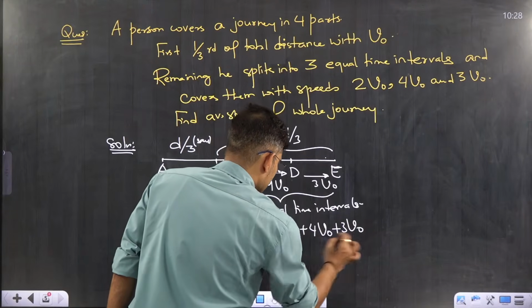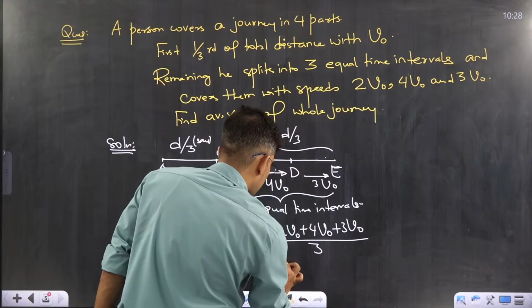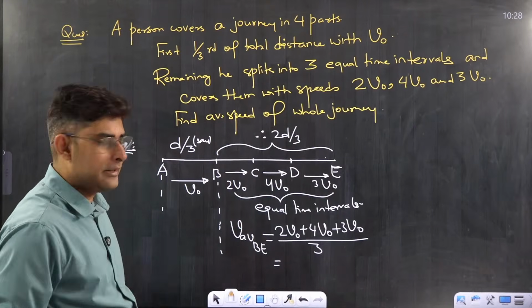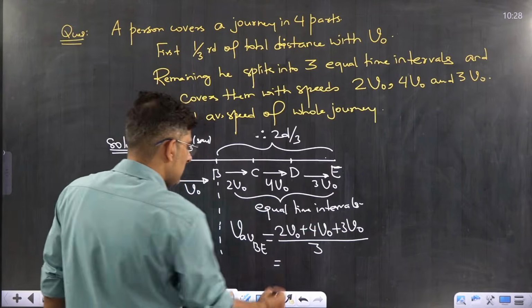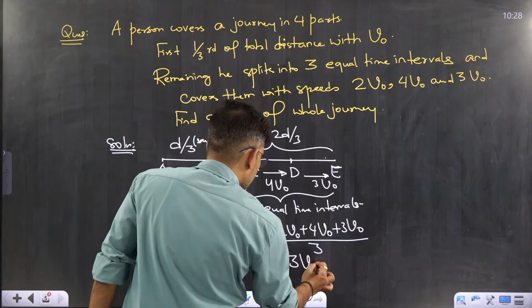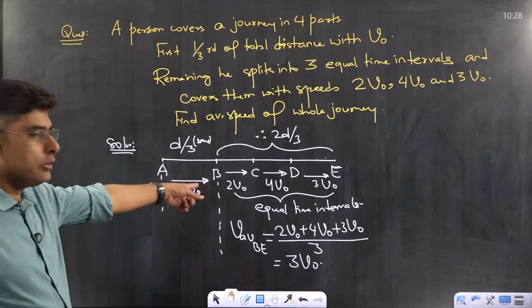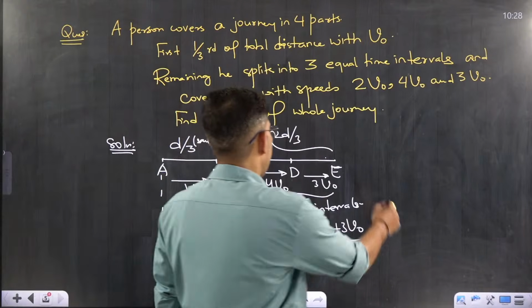Those who were not listening to me while I was explaining this, I'm sorry, you will have problem. Otherwise it is very simple. 2, 4, 6, 3, 9, 9 by 3. 9 by 3 is 3 V naught. That's it. So now this journey became very, very simple. Why?